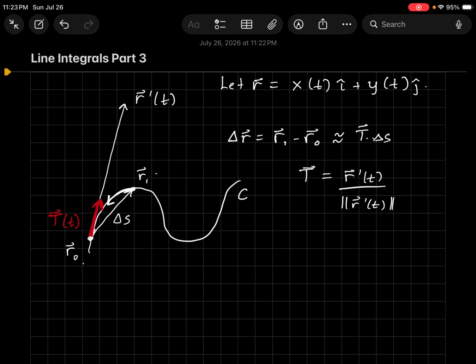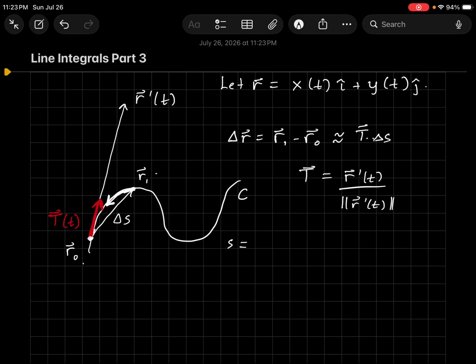Now it might not look like that, but imagine if we shrunk delta r down so it's incredibly small. If we were to do this, we would shrink r1 back towards r0, then we would see that T times delta s does indeed get very close to the displacement vector r1 minus r0. Now I want to show you the algebra of this as well to remind you of a few things.